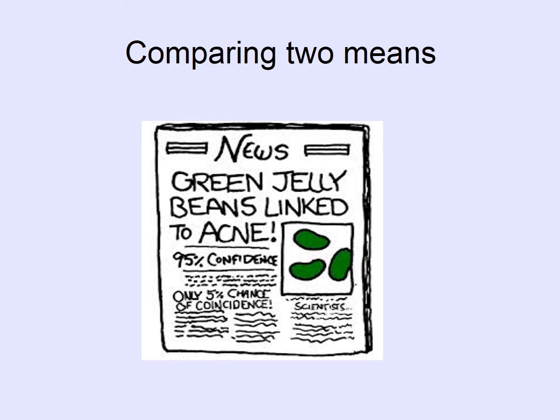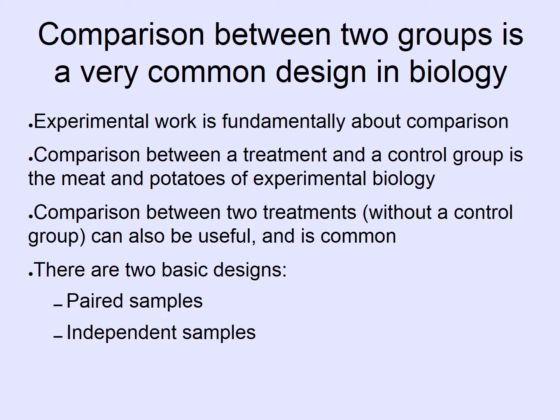So today we're going to continue learning about t-tests. Previously we saw the one sample t-test, and that meant we had one mean to compare to a null. Now we need to learn about when we have two means. So a comparison between two groups is a very common design in biology.